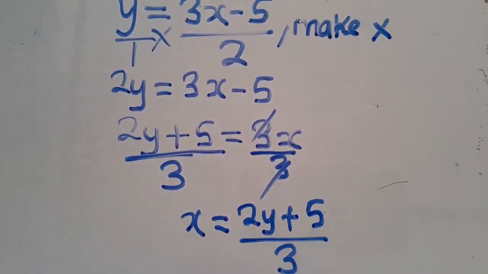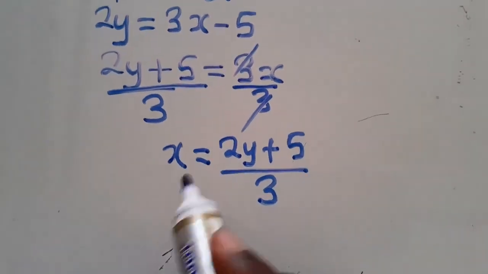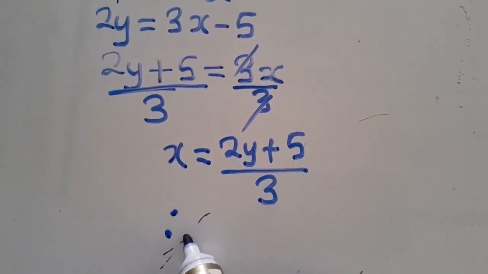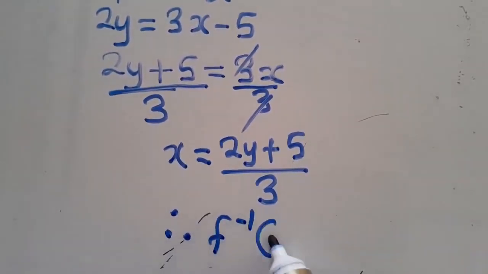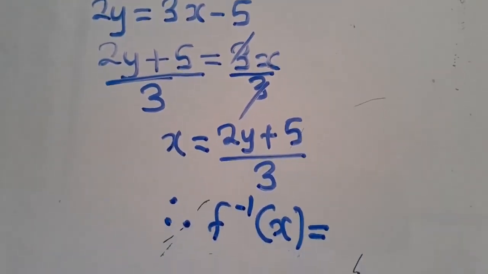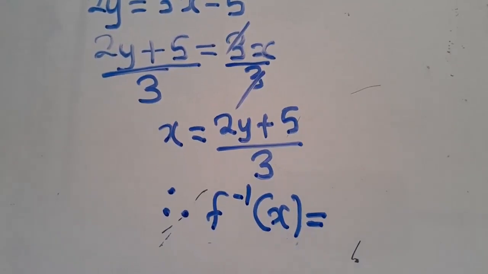After making x the subject of the formula, what you are going to do is this. You say therefore. So how do we write therefore in mathematics? Therefore, like this. Therefore, f inverse. Now what we were told at first, f inverse of x is equal to what?